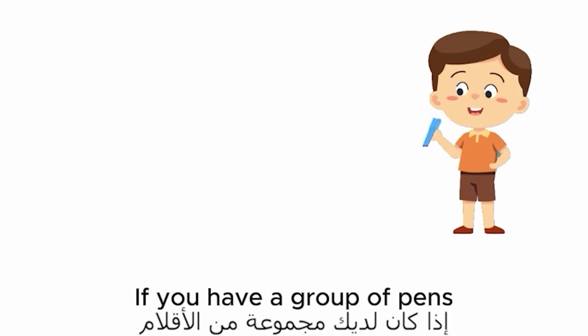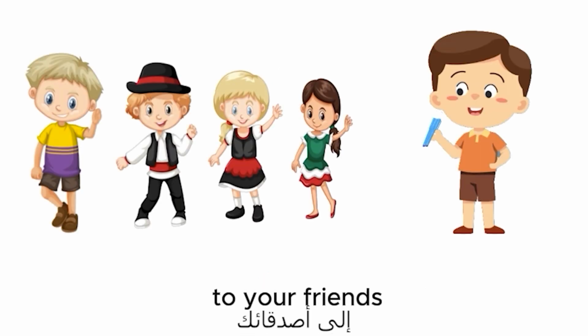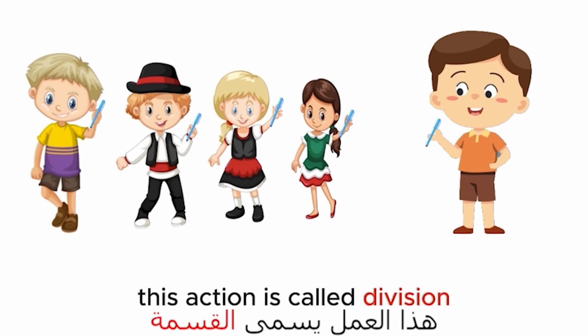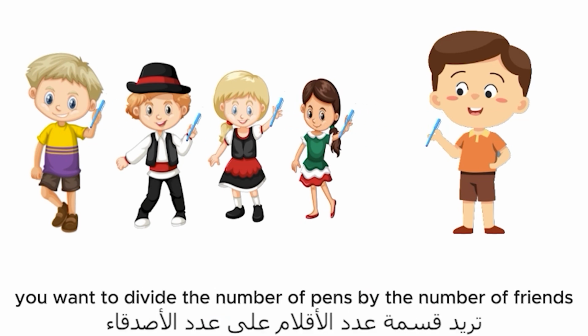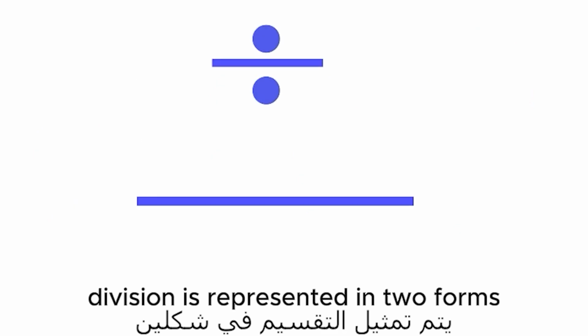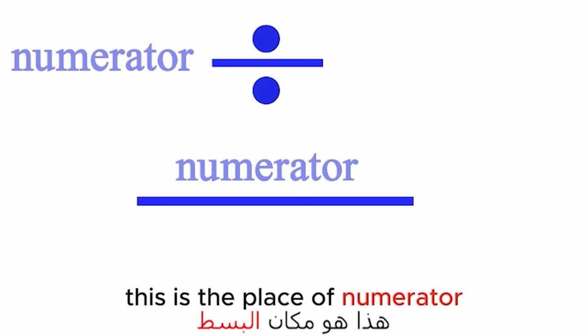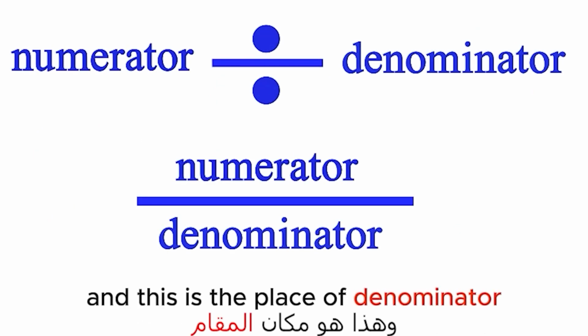If you have a group of pens and you want to distribute them to your friends, this action is called division. You want to divide the number of pens by the number of friends. Division is represented in two forms. This is the place of the numerator, and this is the place of the denominator.